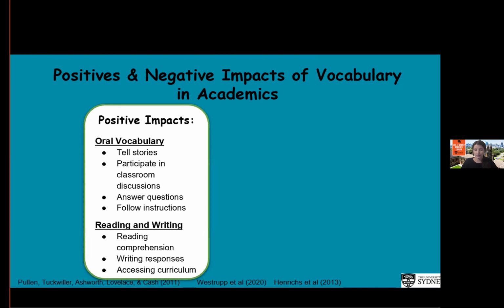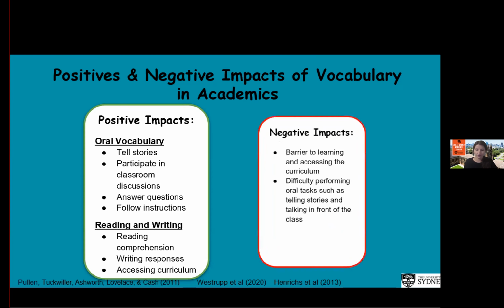Students need a wide oral vocabulary to tell stories, participate in classroom discussions, answer questions, and follow instructions. So students who have strong vocabularies will perform better in these tasks and academia overall. Also, it's known that in the school years, learning is delivered through reading and writing. And there's also a strong link between vocabulary and reading and writing, as described earlier. Therefore, students who have strong vocabularies will be more proficient readers and writers. This will enable them to access the curriculum and show their academic knowledge.